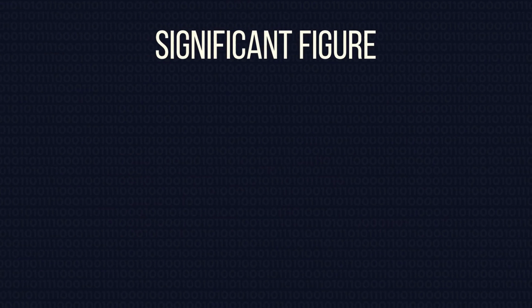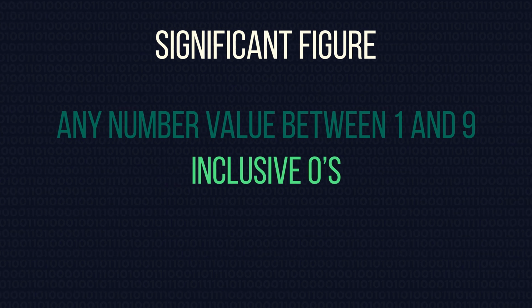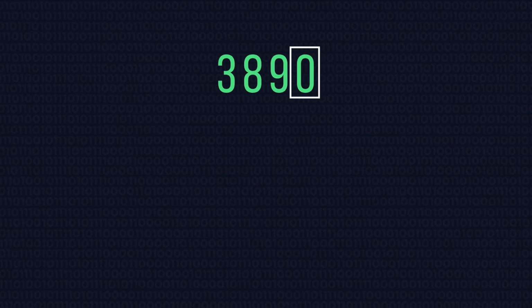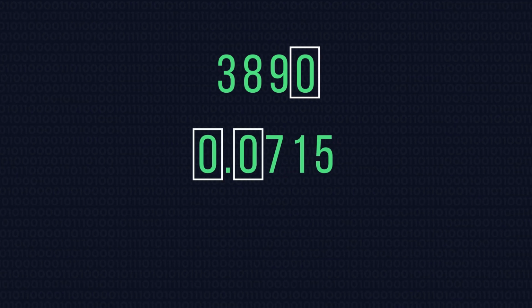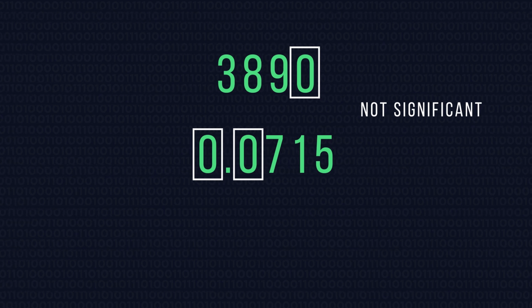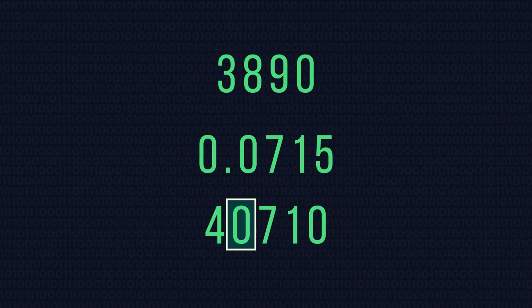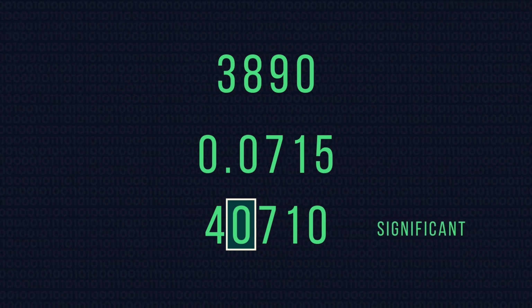A significant figure is any number value between 1 and 9 and inclusive zeros. For example, the 0 in 3,890 and the zeros in 0.0715 are not significant as they're on the outside, but the first 0 in 40,710 is significant as it is within values between 1 and 9, which are significant here.